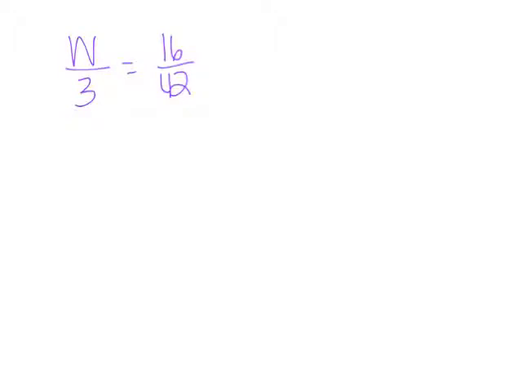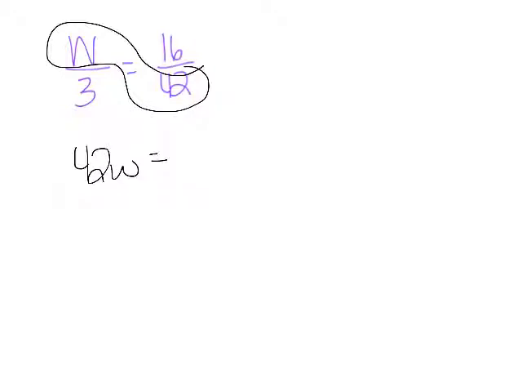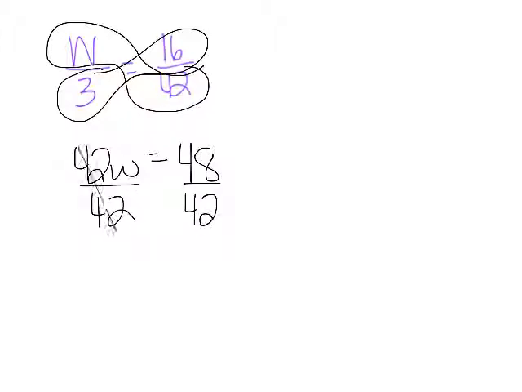Go ahead and pause the video, and I want you to try this one on your own. So I'm going to use cross products again. So I'm going to multiply W times 42, and I'm going to get 42W. And then 3 times 16 equals 48. And then I'm going to divide by 42 on both sides. And I get that W equals 1.1. And that's my final answer.